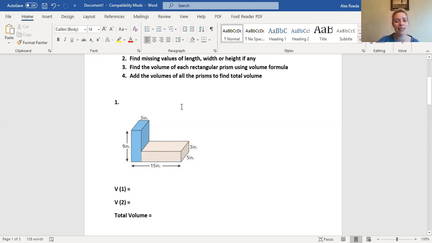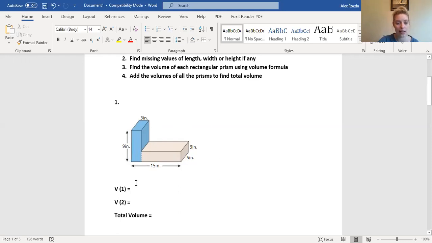Okay, so now I need to see if I'm missing any lengths, widths, or heights for any of these prisms before I start finding the volume of anything. So let's look at this blue prism, because remember, I've labeled this blue prism as prism 1. Let me see. Do I have a length? Oh, I have a length. My length here is going to be 3 inches. Do I have a width? Well, no, I am missing a width. Do I have a height? Yes, I have a height.